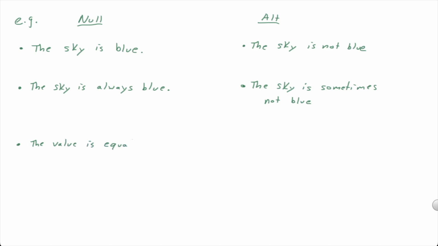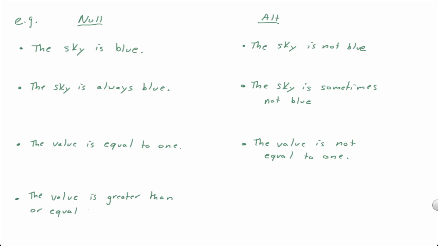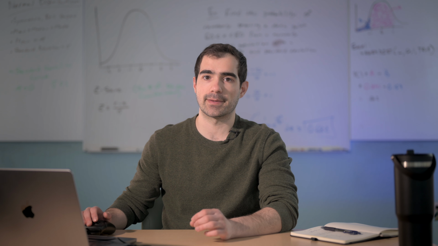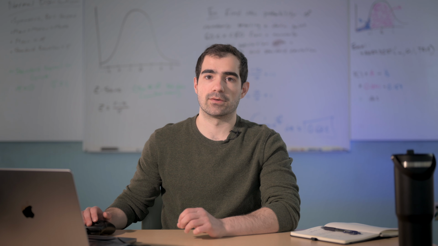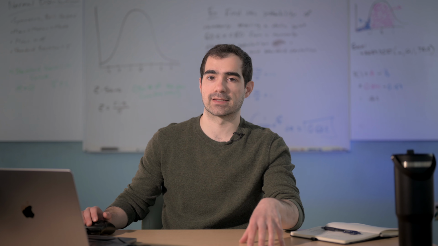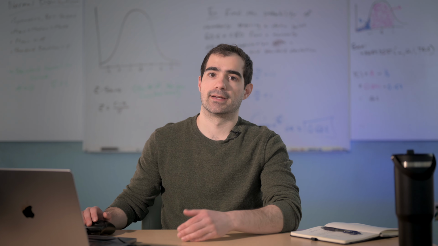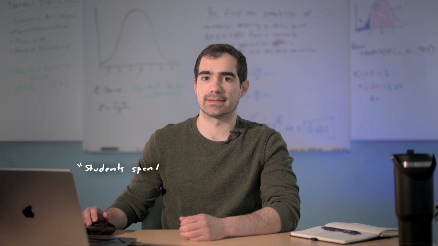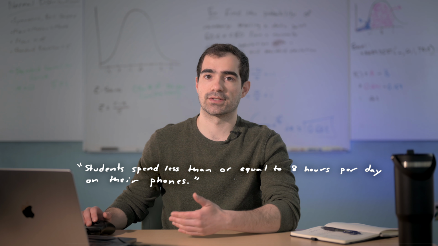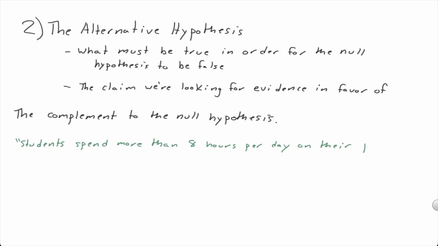If the null is the value is equal to 1, the alt is the value is not equal to 1. And if the null is the value is greater than or equal to 1, the alt is the value is less than 1. In each of these cases, the alternative hypothesis represents what must be true if the null was false. If it was not the case that the value was greater than or equal to 1, then the value would be less than 1. And in our case, since our null is students spend less than or equal to 8 hours per day on their phones, the alternative is students spend more than 8 hours per day on their phones.